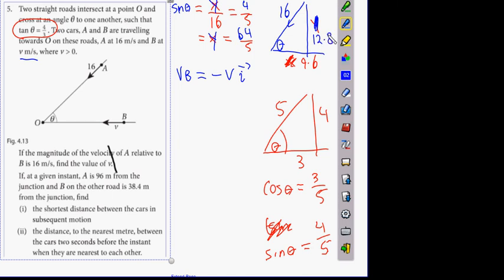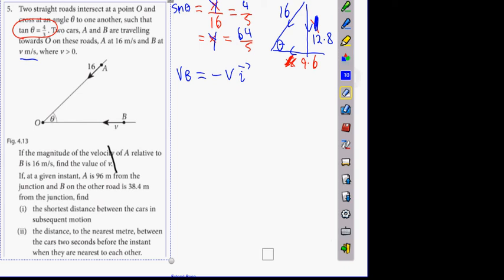Now, you go, it's diagonal left down. So guys, diagonal left down means a negative j value and a negative i value. So what we're looking at doing next is we have to find out what v_A is. v_A therefore is going to be minus 9.6i minus 12.8j.